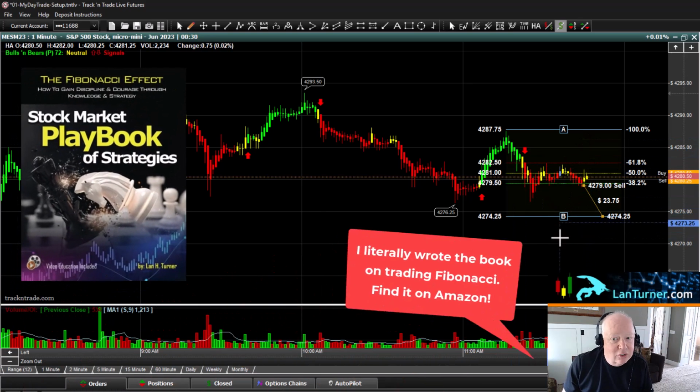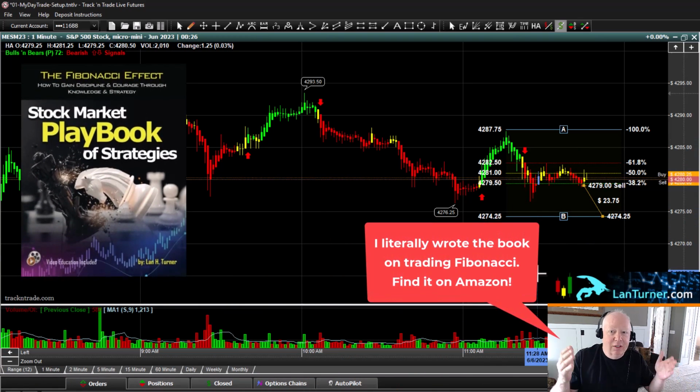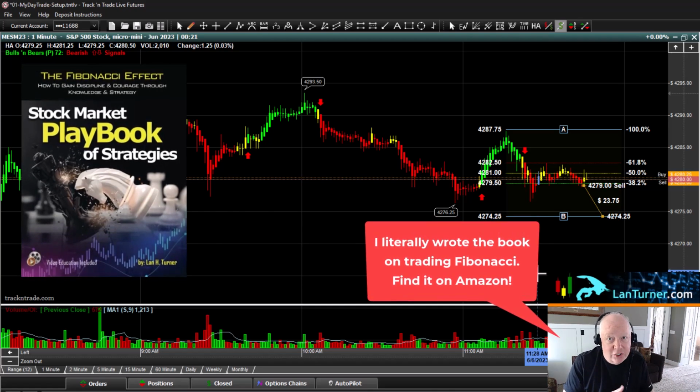All right, so that's trading the Fibonacci ruler, and that's trading the bulls and bears and the Fibonacci sweet spot. That's what I call the decision point or the Fibonacci effect.